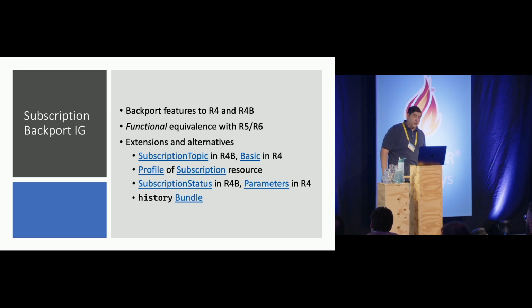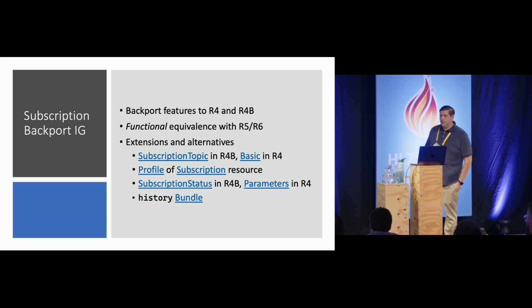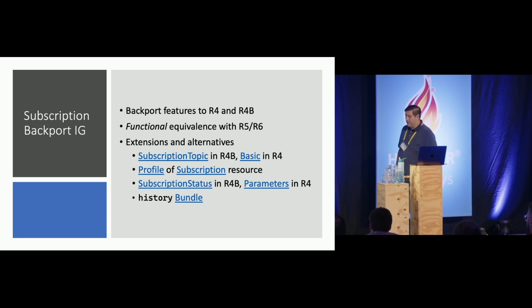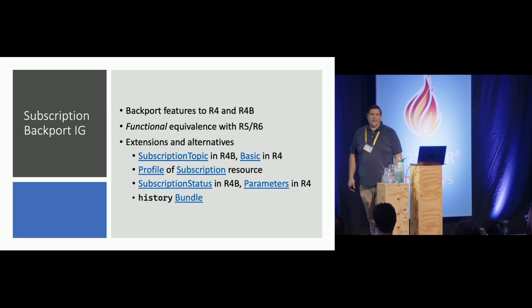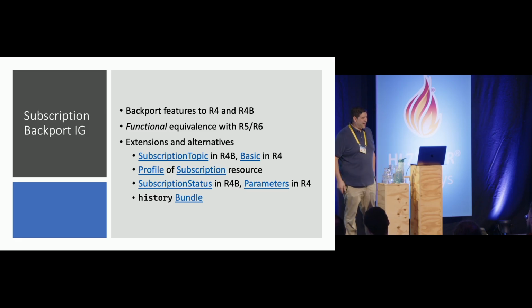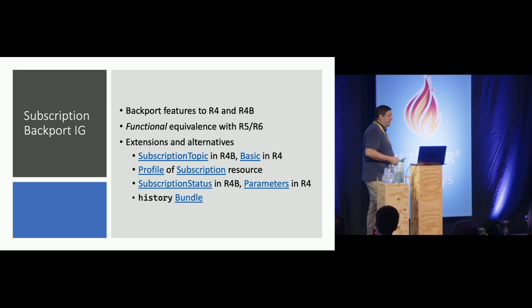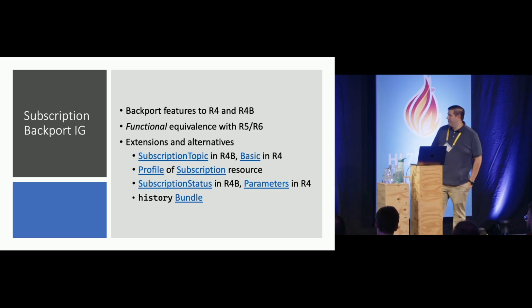So in R4B, we do have subscription topic and status. In R4, we don't, so we use basics. We use a profile on the subscription resource to make all the changes we need, and then we use parameters and stuff like that. One of the interesting things, we use a history bundle when we're sending them. There are some technical reasons that are interesting and would take a half hour on their own to go through, but suffice to say, there was a lot of discussion and a reason why we landed on history.